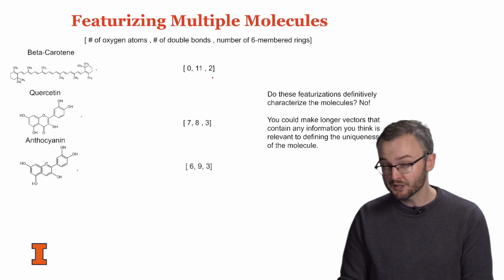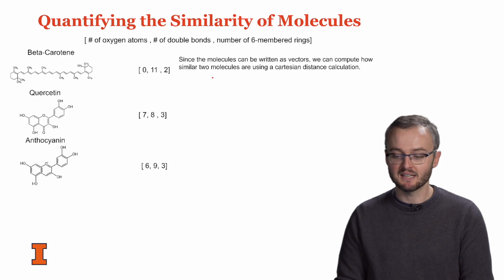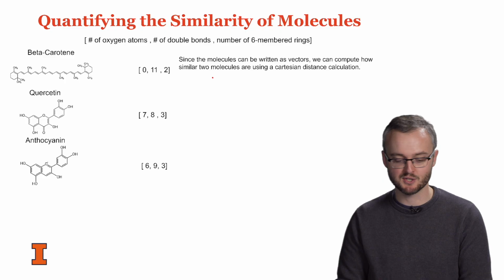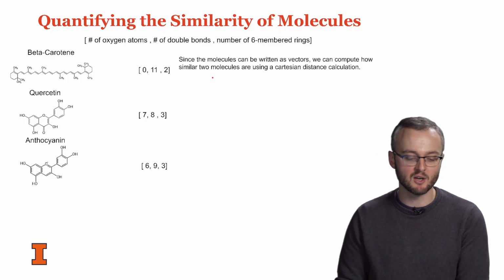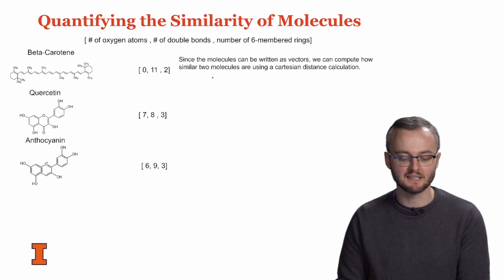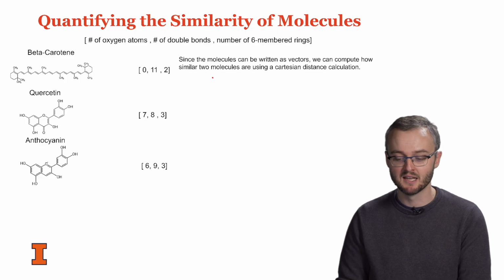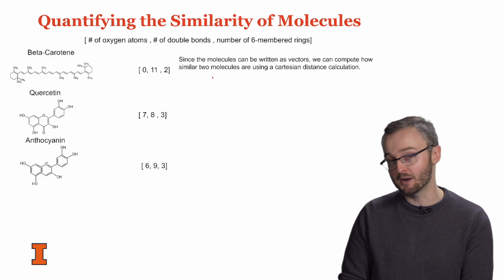So one thing that's really cool about turning molecules into numerical vectors is that it lets you quantify the similarity between molecules. So if I look at these three molecules on the left, I naively say, okay, the bottom two, quercetin and anthocyanin, are obviously more similar than beta-carotene. But I'd like to be able to quantify that numerically.